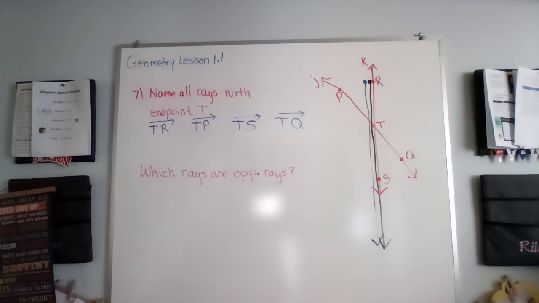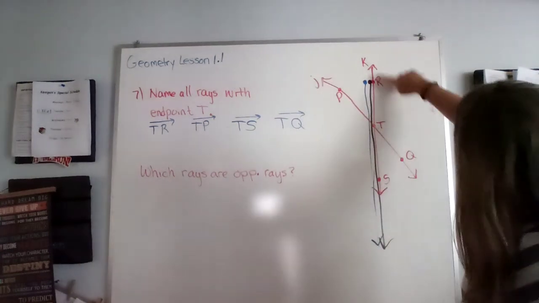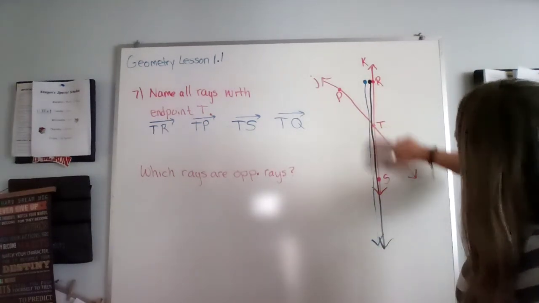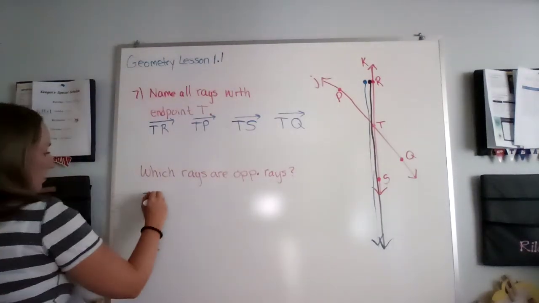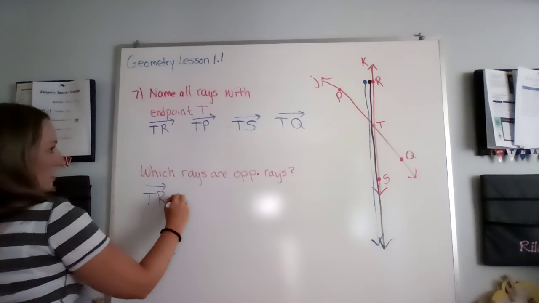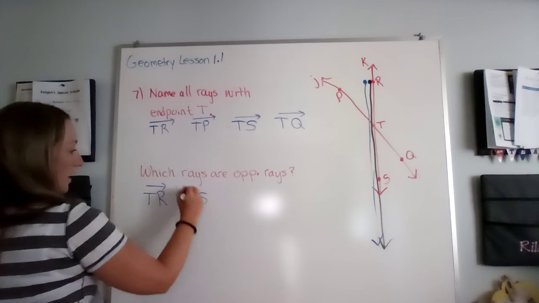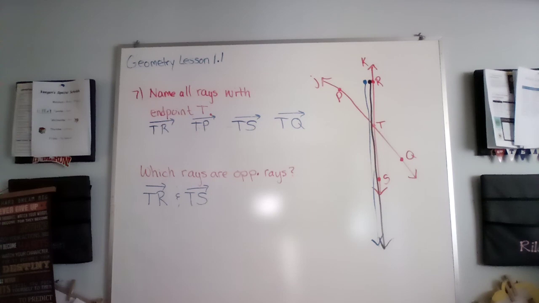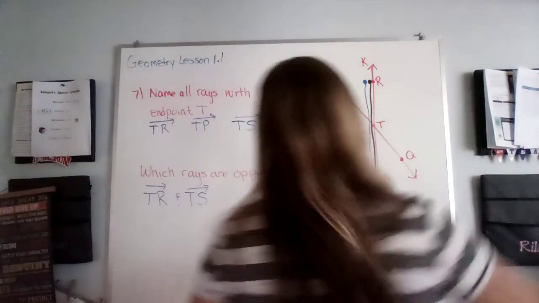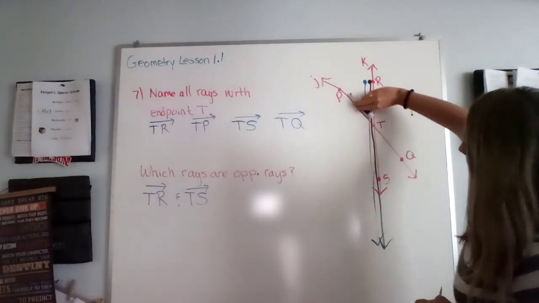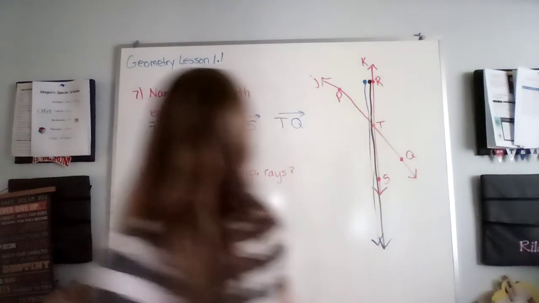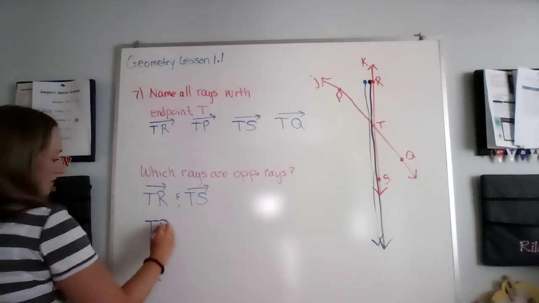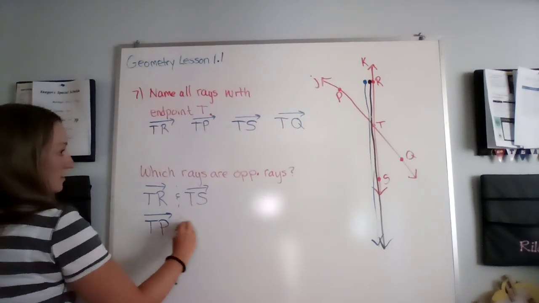Now, which are opposite rays? Remember, opposite rays form a straight line. So TR, that ray, and TS, those are opposite rays because they form a straight line. TR and TS. And there's one other pair. What are the 2 others that form a straight line? Although I didn't draw a very nice straight line. TP, this right here, and TQ form a straight line. So TP and TQ.